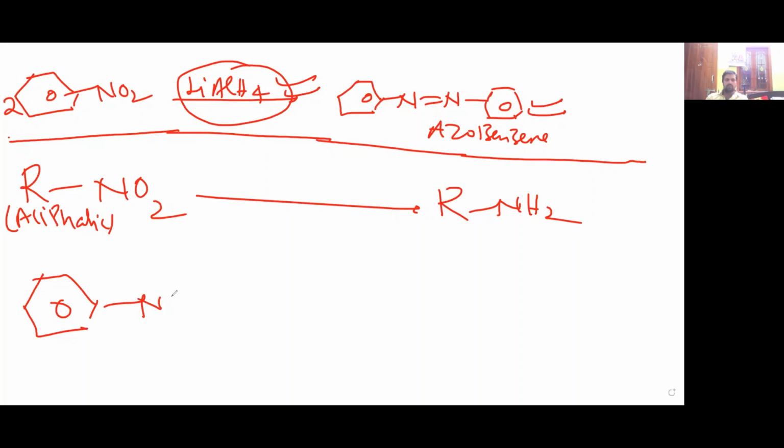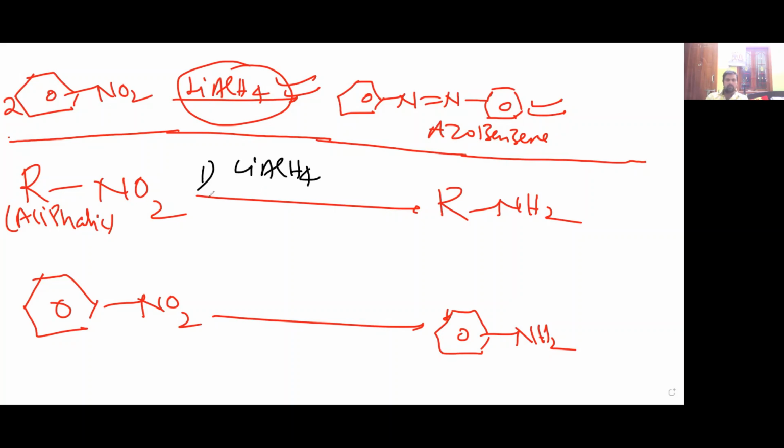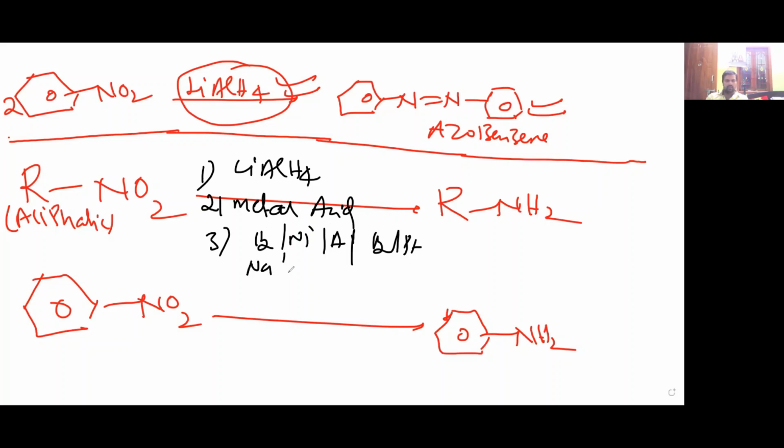Okay, so this is aromatic. Nitrobenzene is converted to aniline. So what are the reagents required for these? The first reagent is LiAlH4, the second reagent is metal acid, and a third reagent is H2/Ni or heating, and H2/Pt, like that. And Na, this is also a metal acid only, but weak acid.